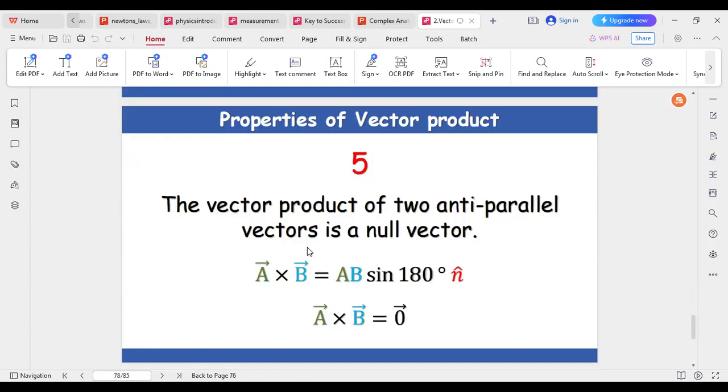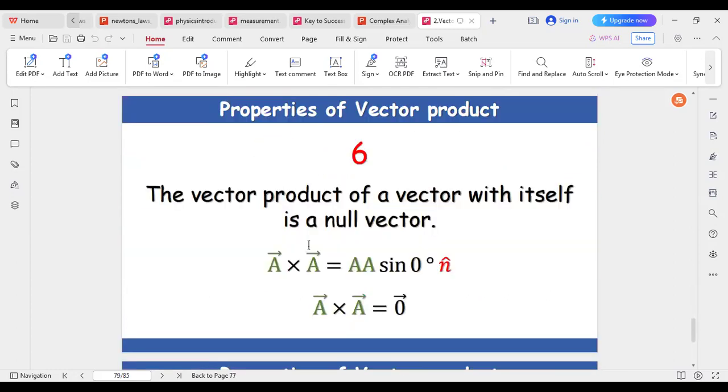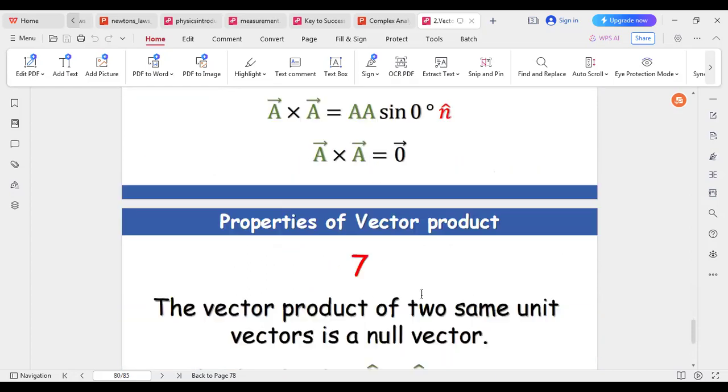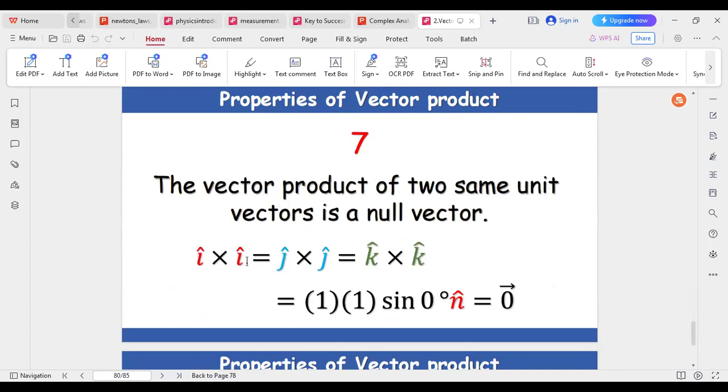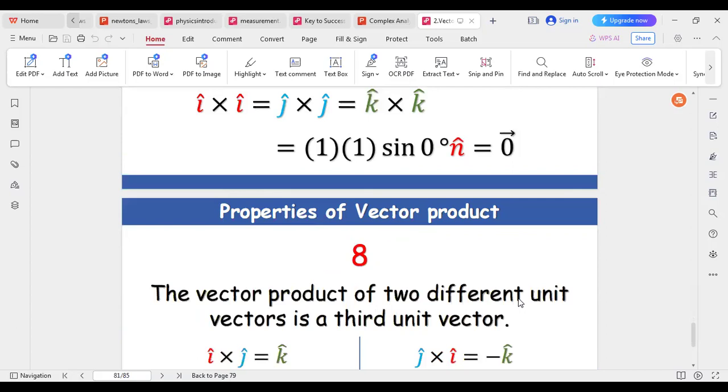Now, property 5: anti-parallel vectors indicate that A cross B is also 0. Similarly, the vector product of a vector with itself is a null vector. A cross A equals A A sin, because the included angle is 0 degrees. This way sin 0 equals 0, so the result is 0. Property 7: I cross I, J cross J, and K cross K equal 0.